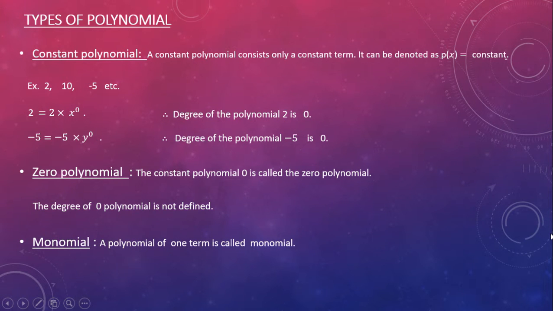The next type is monomial. A polynomial of one term is called monomial. Let's see some examples. 2. In this polynomial, only one term exists. Therefore, this polynomial is called monomial. The next example is 3x. In this polynomial, one term exists, that is 3x. So it is also an example of monomial. The next one, 3ab. This is also an example of monomial.